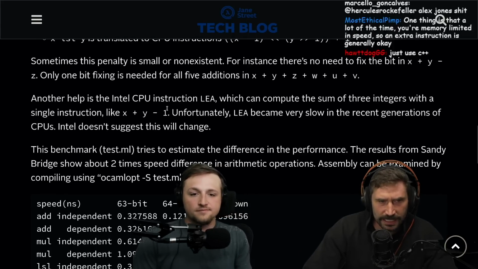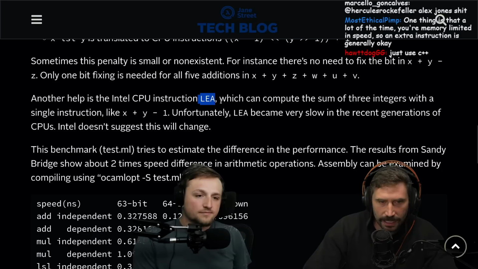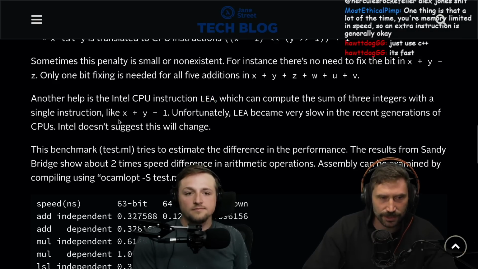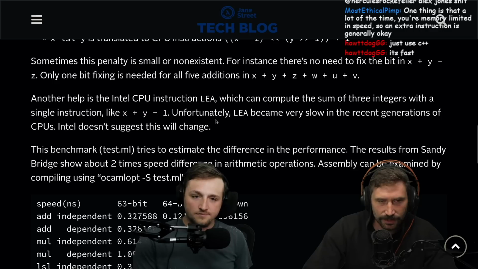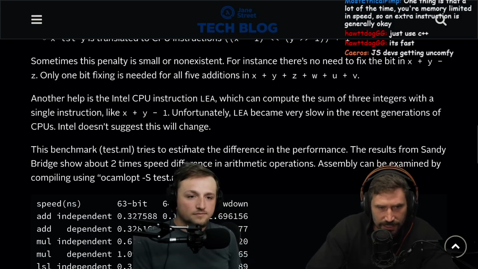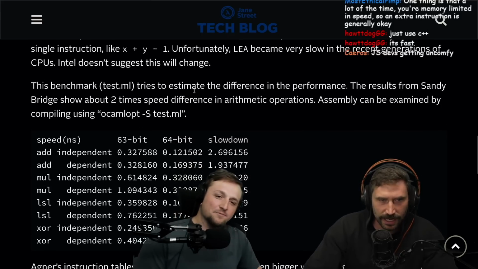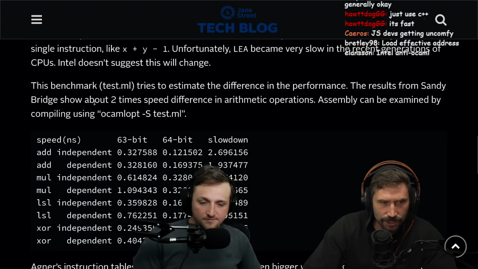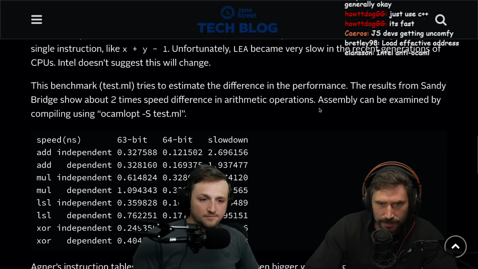Another help is the Intel CPU instruction lea, which can compute the sum of 3 integers with a single instruction, like X plus Y minus 1. Oh, really? I didn't know that. Unfortunately, lea became very slow in the recent generations of CPUs. Intel doesn't suggest this will change. This benchmark, test.ml, tries to estimate the difference in performance. The results from Sandy Bridge show about 2x speed difference in arithmetic operations.